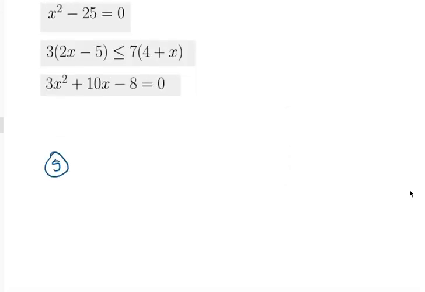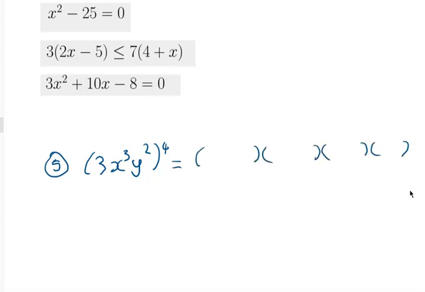Okay, so question 5. We've got 3x cubed y squared to the power of 4. Now, if we have to, we could write that out just like this to get our brains going about what's happening. But by this point in the topic, you shouldn't really have to do that. But we're timesing this by itself 4 times. So that means that the 3, we just do 3 to the power of 4. So it's 3 times 3 times 3 times 3. So that's 81. And then we have x cubed times x cubed and so on.